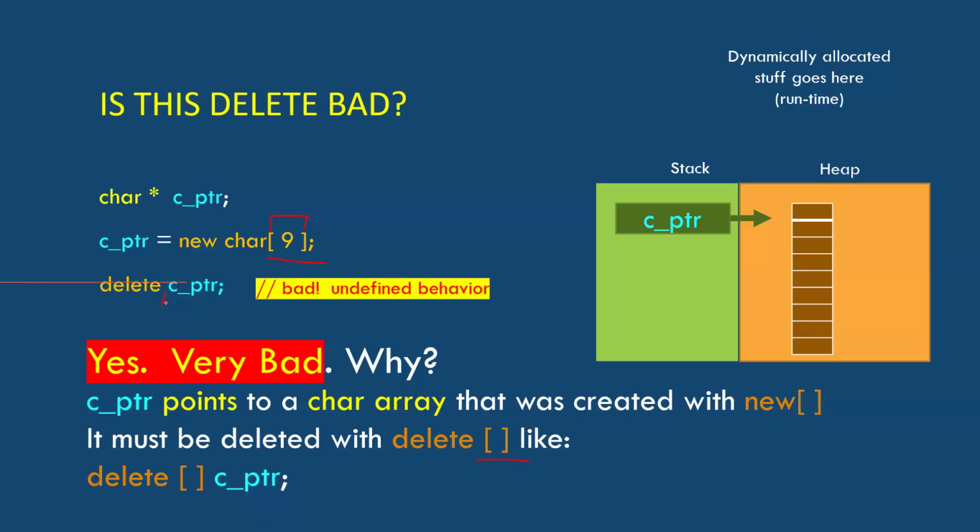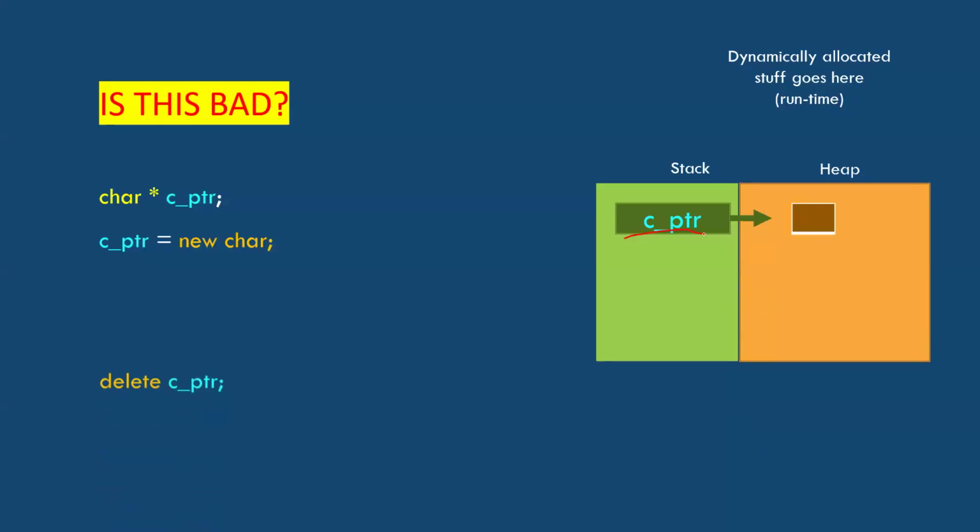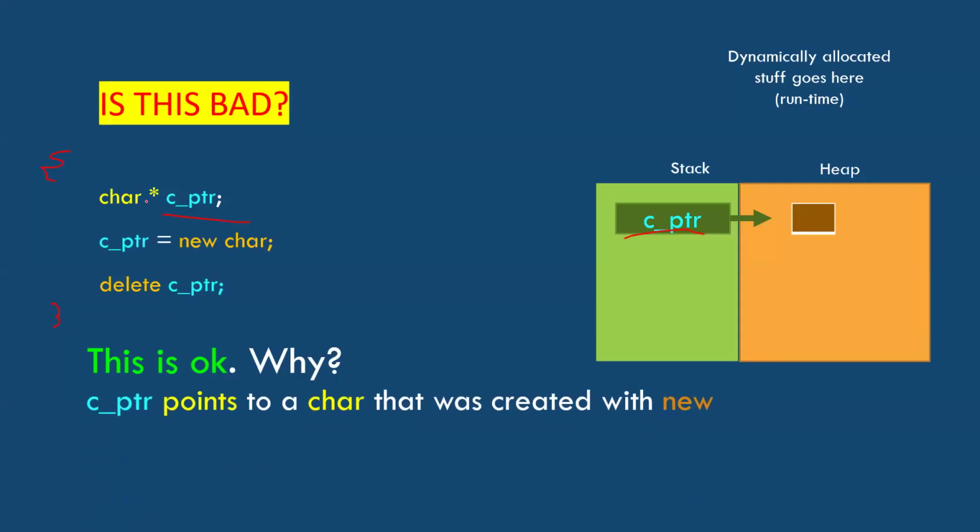Okay. So let's take a look at another one, just a couple more of these. So I have a stack variable pointing to a little character over on the heap. I delete what it points to, right? So that thing goes away. And really, this is okay. I should have also put my curly braces in there too. So you could see that not only does the orange thing go away, but the cPtr goes away at the end as well. Okay. So that is okay.